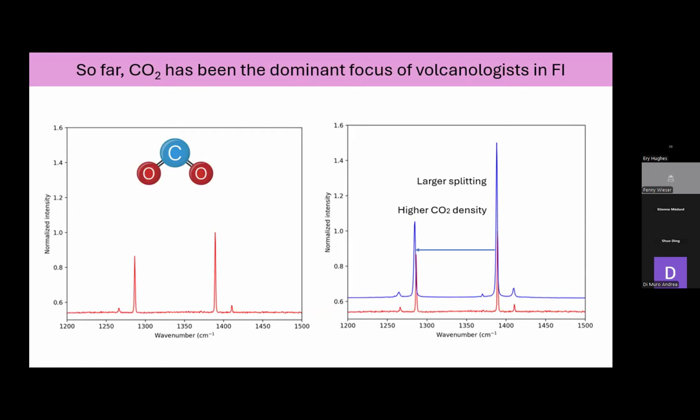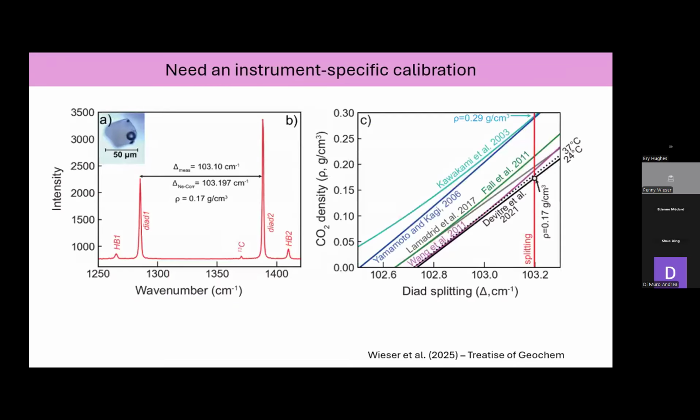What we can see is that as we go to higher CO2 density, these two peaks get further apart. And that's mostly caused by that lower wave number peak shifting to the left. So by measuring the distance between these peaks, we can work out the CO2 density. Now, there's a problem with this, and that is that every single Raman spectrometer that we have looked at as a community has a different relationship between peak distance, that is what we call diad splitting on the x-axis, and CO2 density on the y-axis.